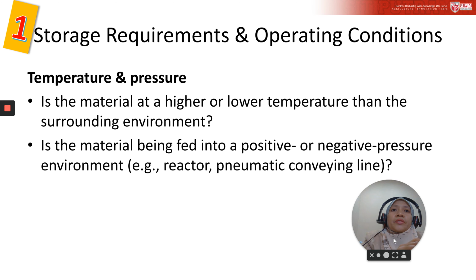The next consideration is temperature and pressure, because some raw materials require a different temperature and pressure for storing in order to maintain their quality. Another thing to consider is whether the material is being fed into a positive or negative pressure environment. This is especially important if, let's say, the next process involves a reactor or a pneumatic conveying line.